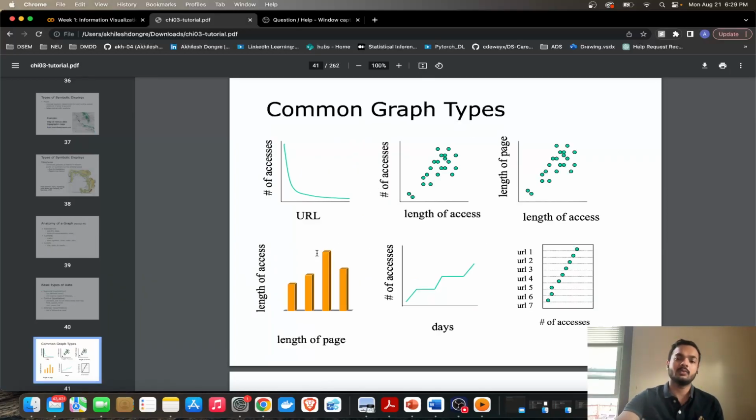Right? Again, now we look at some common types of graph, and this is again the interpretability. People understand them quickly, right?